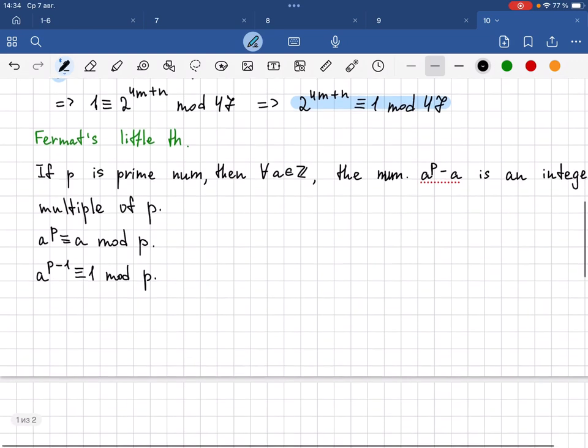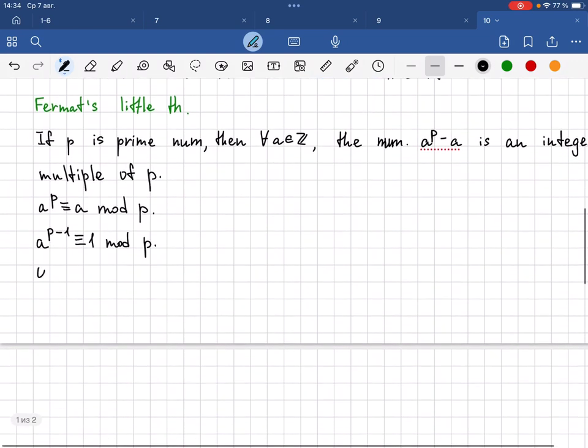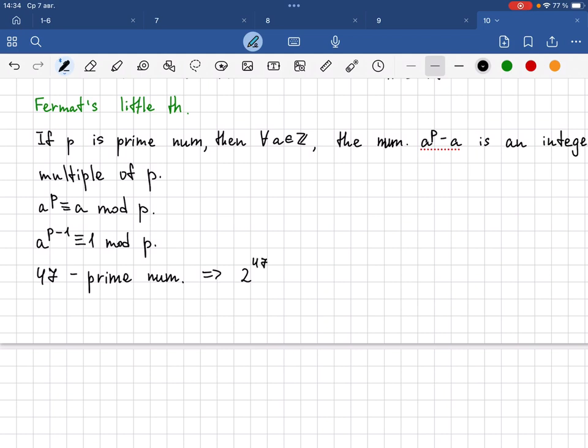And why do we need it? We know that 47 is a prime number. So according to our Fermat's little theorem, we can say that 2 to the power of 47 minus 1 equals 1 mod 47, which means that 2 to the power of 46 equals 1 mod 47.